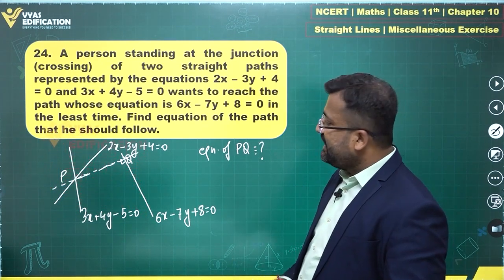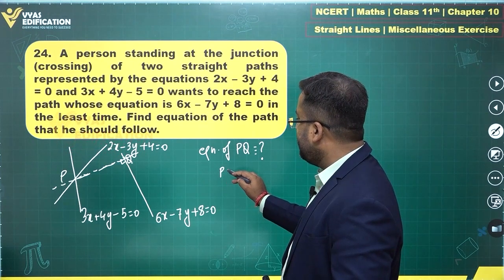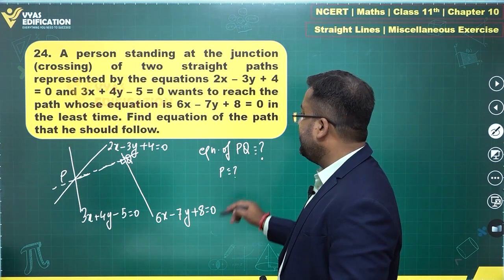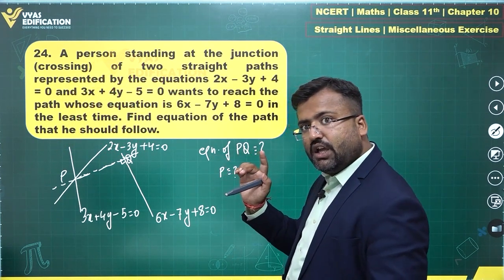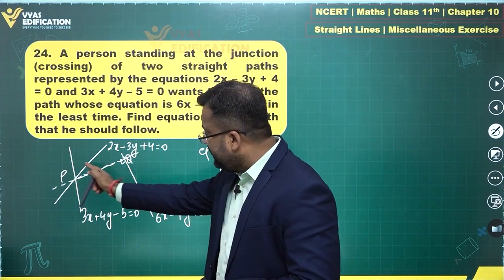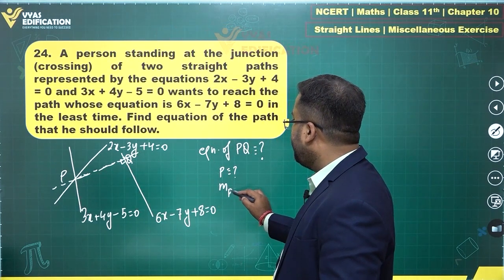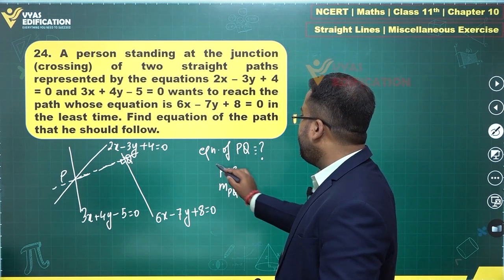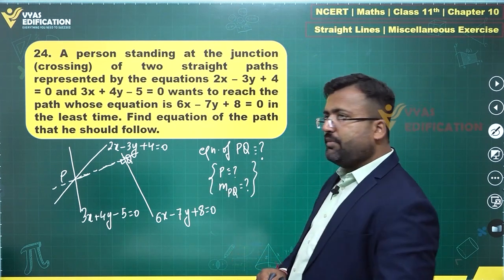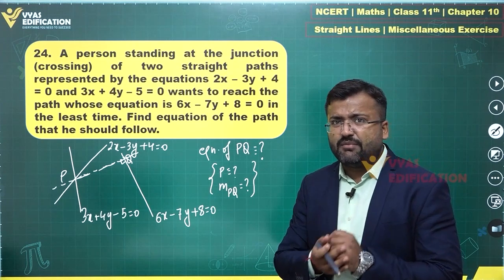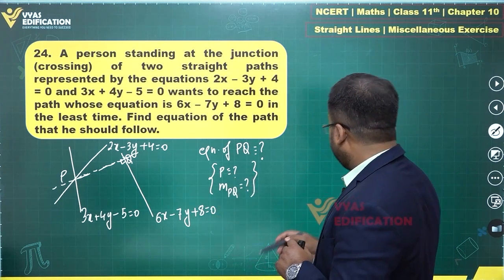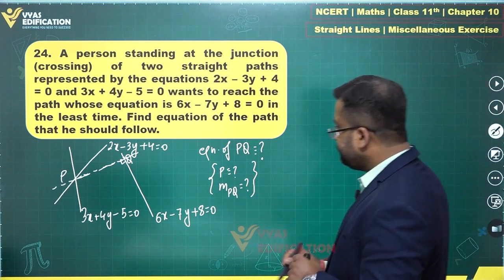Okay, and for that, first of all, we can find P. Next, with the help of this slope, I can find the slope of the perpendicular, m of PQ. If I find these two things, finding the equation will not be difficult, right? That's the process framed in the mind for finding the equation. So, let's begin solving the question.